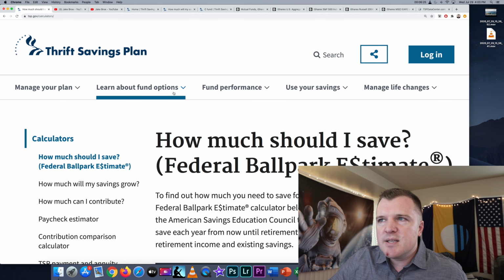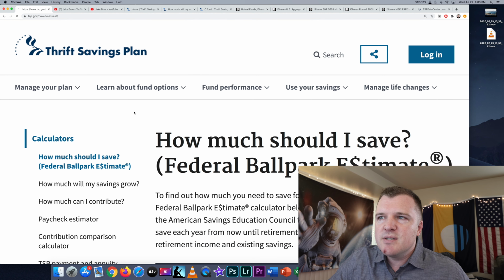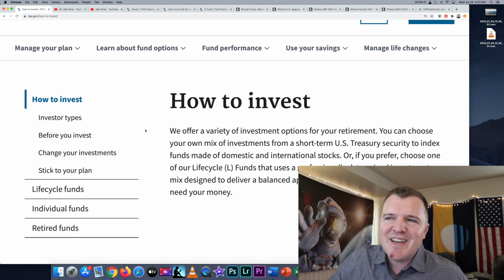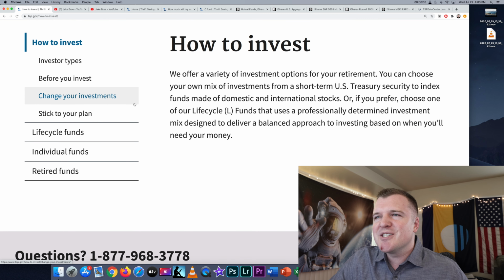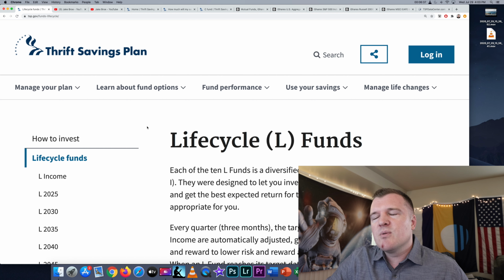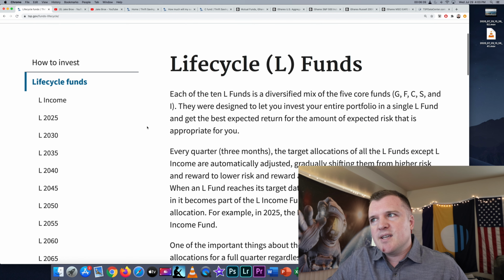The next drop down at the top is Learn About Fund Options. Let's just go ahead and look at the first one, how to invest, investor types. Before you invest, change your investments, stick to your plan. That is really important. But let's go ahead and really briefly talk about the Lifecycle Funds.